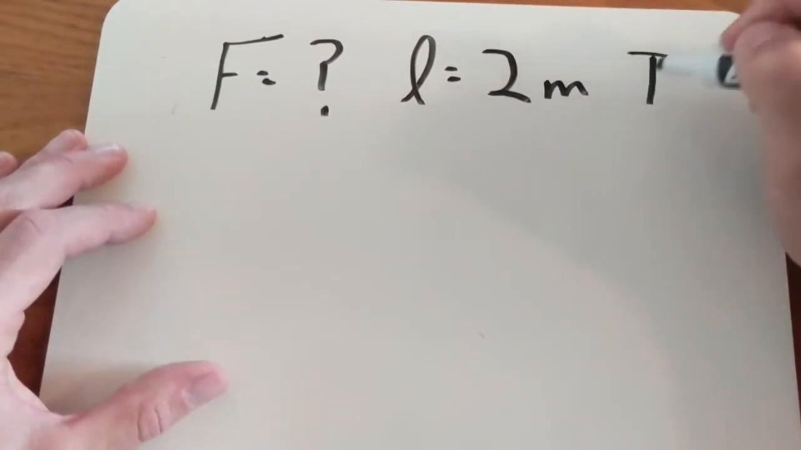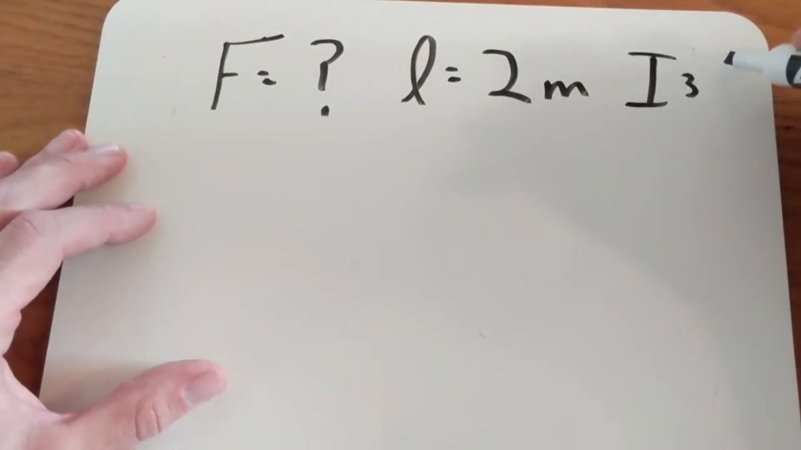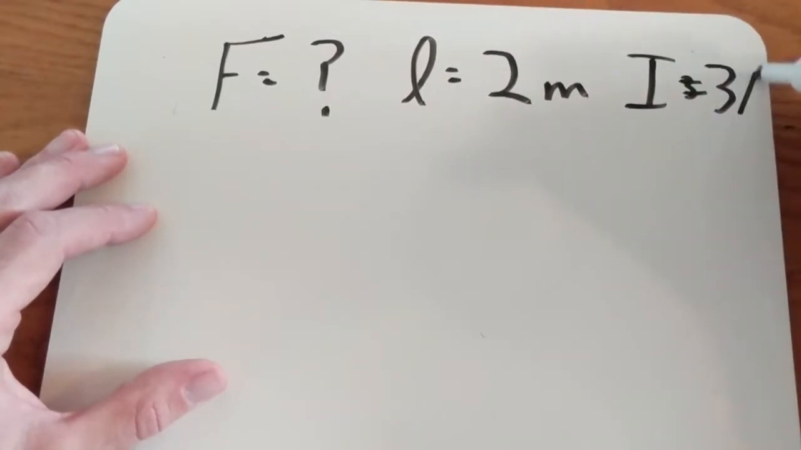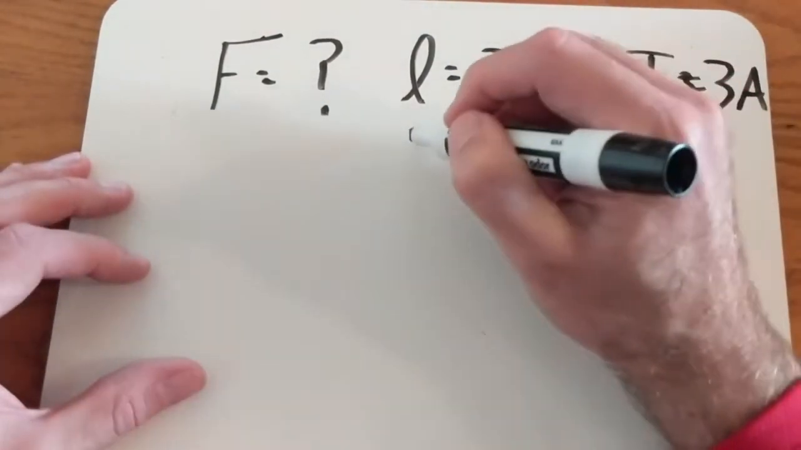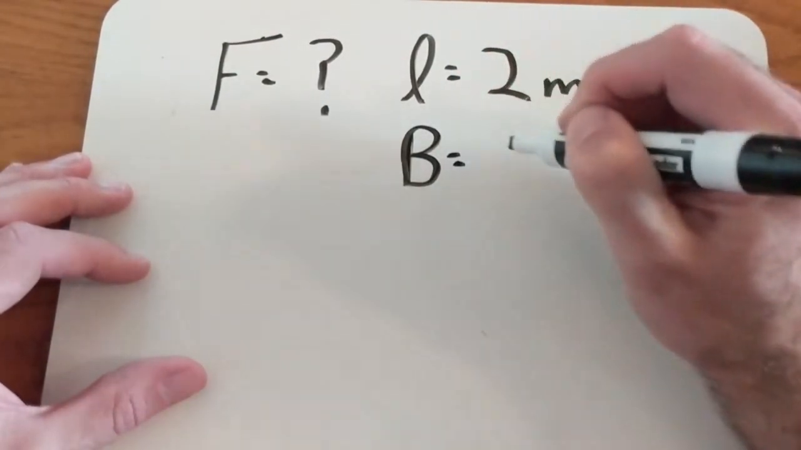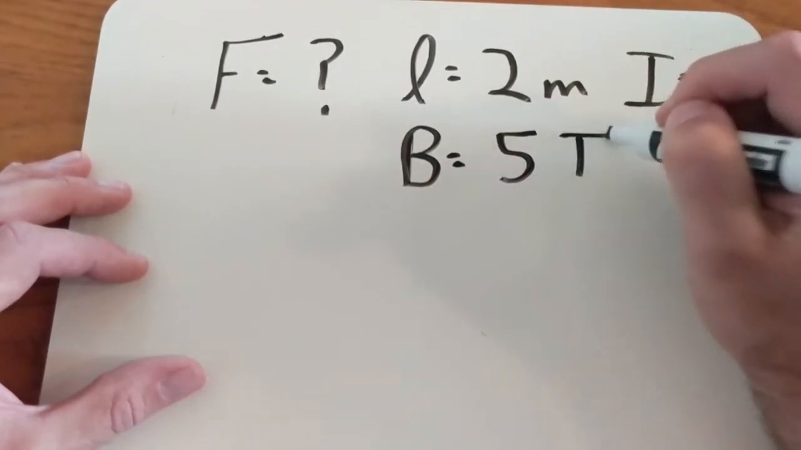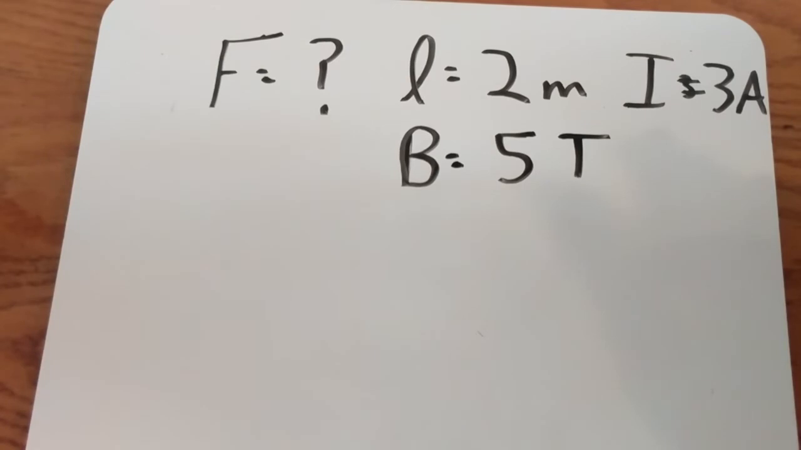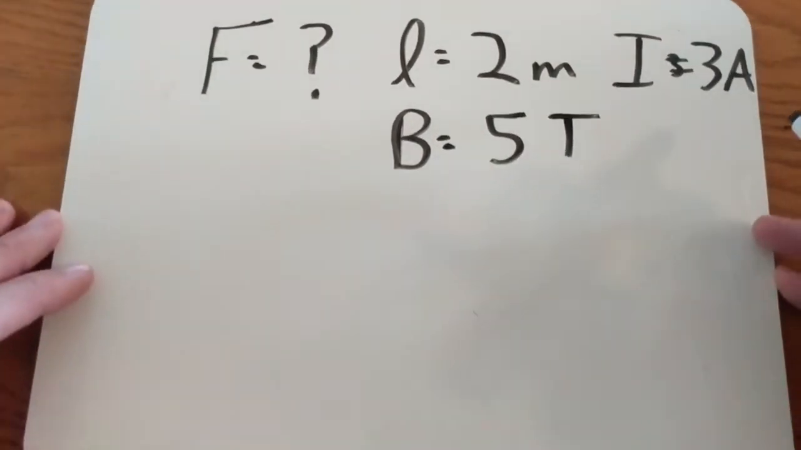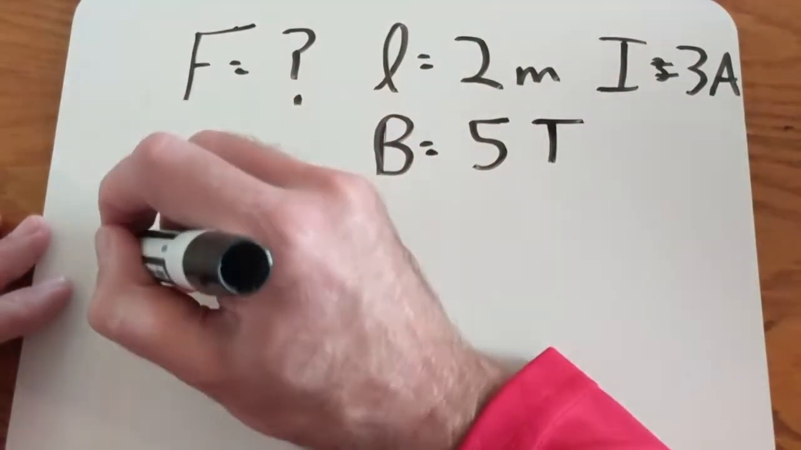The current equals 3 amps because it says carrying a current of 3 amps. And the magnetic field is 5 Teslas, because it says the magnetic field has a magnitude of 5 Teslas. So we're just looking for the force, so we plug that all in.